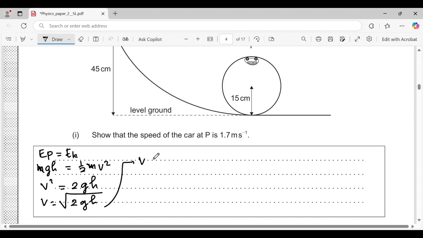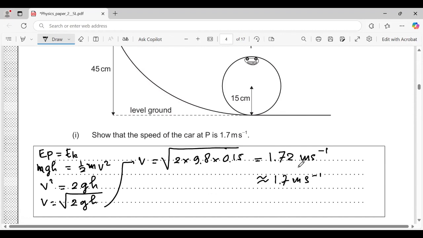Now we calculate v, or speed: 2 times 9.8, because this is gravitational acceleration, and h is 0.15, right? Because 15 centimeters is 0.15 meters. So if you calculate, the result is 1.72 meters per second, or 1.7 meters per second. Next question.